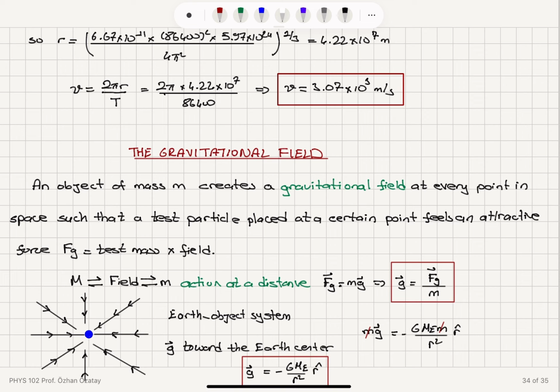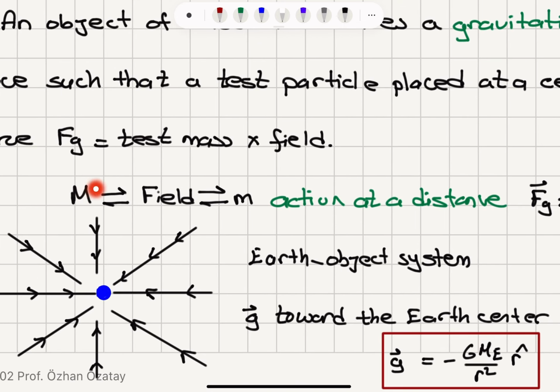And finally, we can talk about the gravitational field. This is basically another interpretation of the gravitational acceleration. An object of mass m creates a gravitational field at every point in space such that a test particle placed at a certain point feels an attractive force equal to the mass of the test mass multiplied by the field. So here is the idea: capital M creates a field, and this field interacts with a mass m, causing a gravitational force.